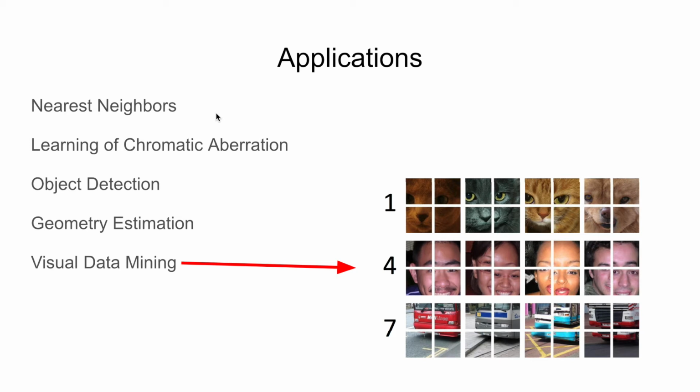And the last application that they talk about is visual data mining. The task at hand is to find clusters of images that have similar objects or look the same. The problem here is, even though the nearest neighbors task that they showed works pretty well for this, it does not work as well for textures.